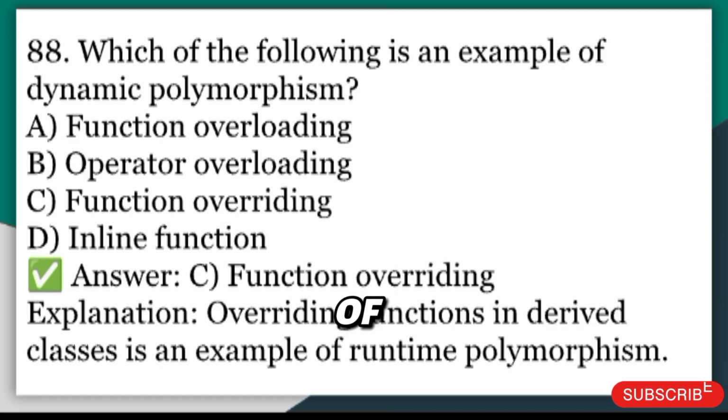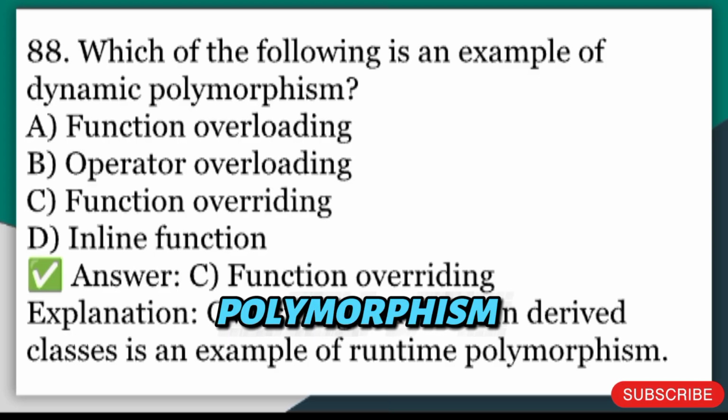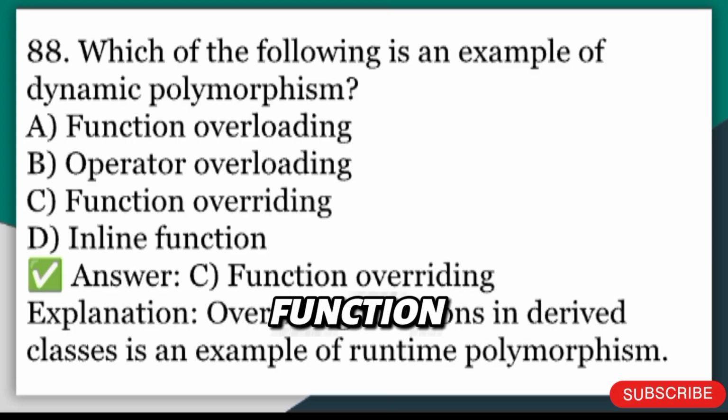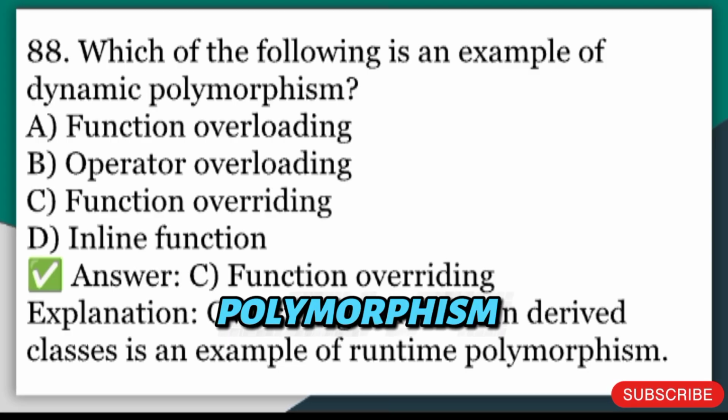Question number 88. Which of the following is an example of dynamic polymorphism? So the right option is C, function overriding. Here's the explanation. Overriding functions in a derived class is an example of runtime polymorphism.